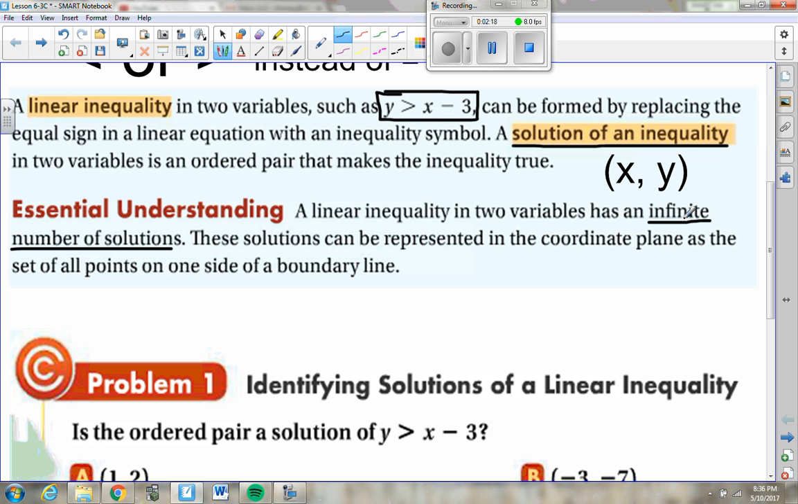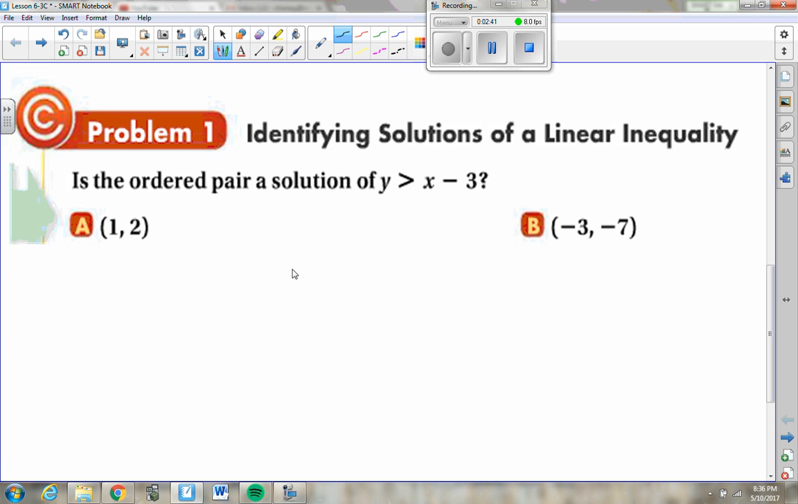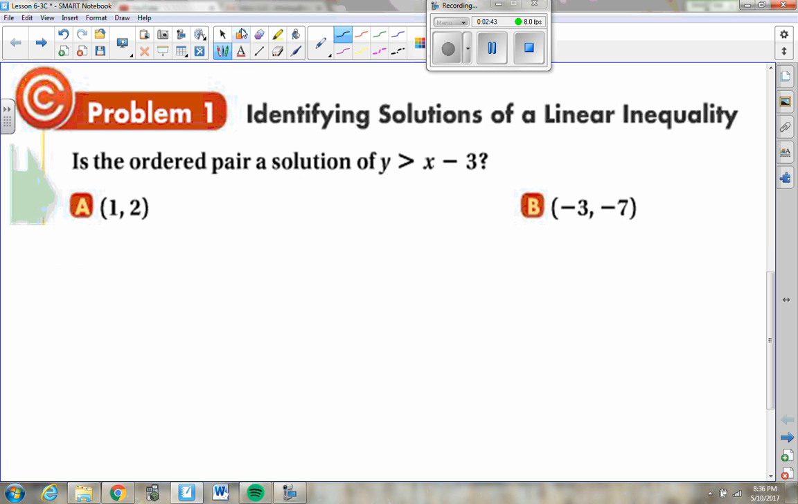You can just keep making them up over and over again. And we will represent them graphically in our next couple of videos, in the coordinate plane, as all points on one side of a boundary line. We will graph boundary lines and shade one side of that line. But for the purposes of this video, we're just going to start by identifying whether or not a certain ordered pair is a solution to an inequality.